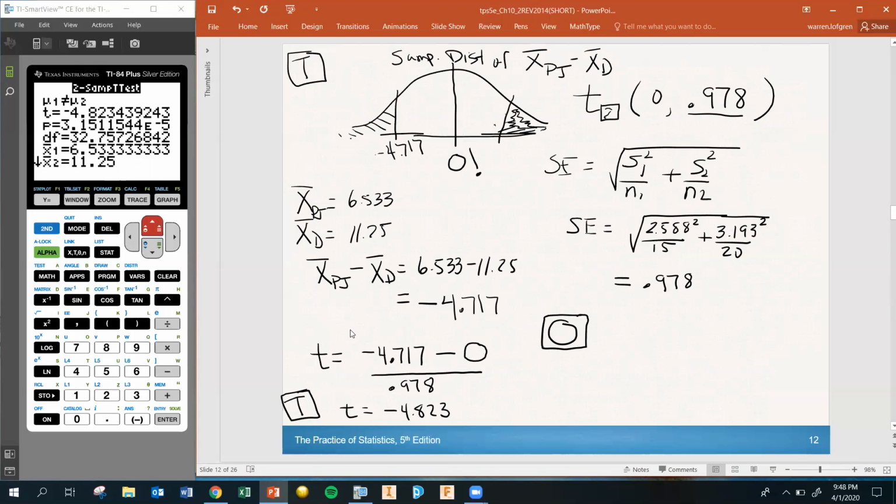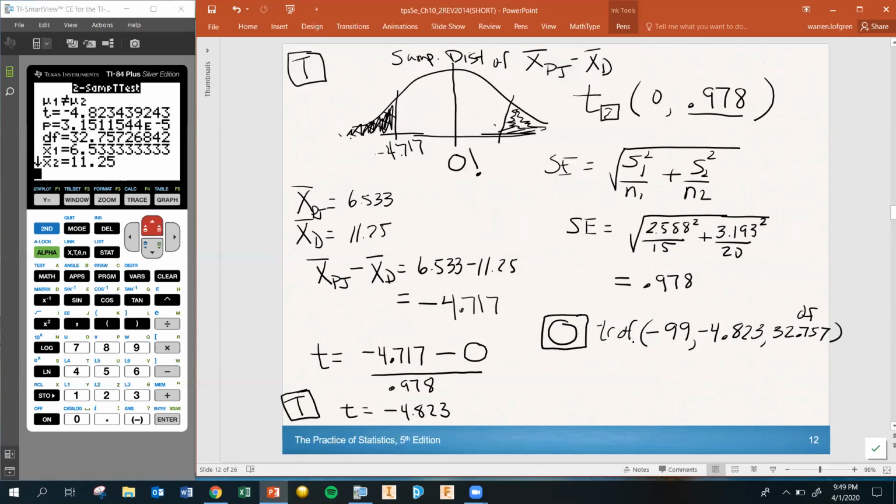So if I wanted to actually get that p-value, then I would do this. I would do tcdf, and I'm going to try and get that shaded region up here, all of this area here, and we would do from negative 99 to our t-score, negative 4.823, and you have to tell it the degrees of freedom. I'm going to put in the actual one, 32.757. That's the degrees of freedom. And I'm going to do that on the calculator and see what we get.